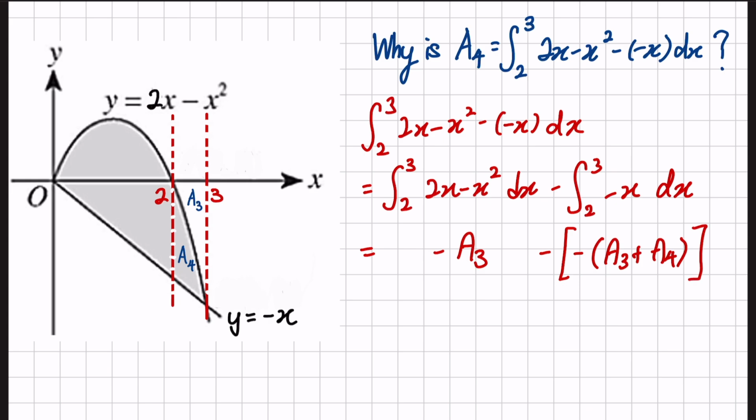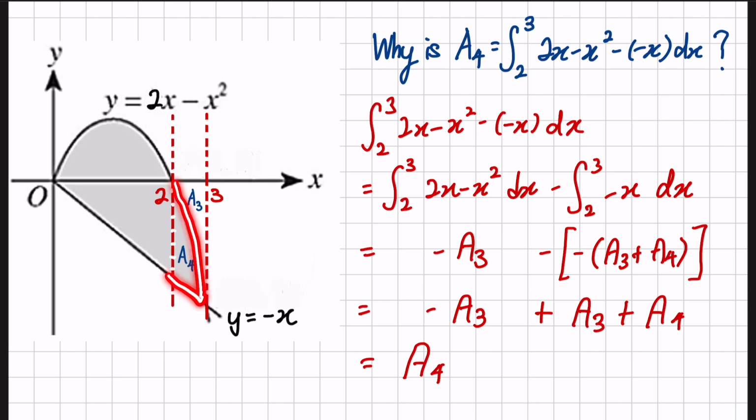Then I simply break this down further. This will be negative area 3 plus area 3 plus area 4. Therefore I simply simplify from here. This is equal to area 4. That is why, even though here this lies underneath the x-axis, since the curve lies above this line, to find area A4, all I need to do is take curve minus line, equation of this curve minus equation of this line, then the lower limit to upper limit to find area of A4.